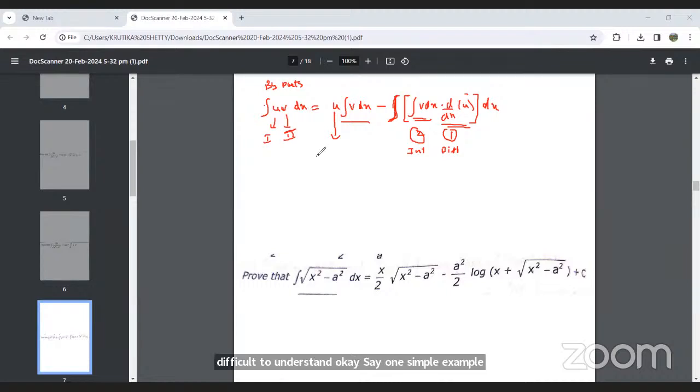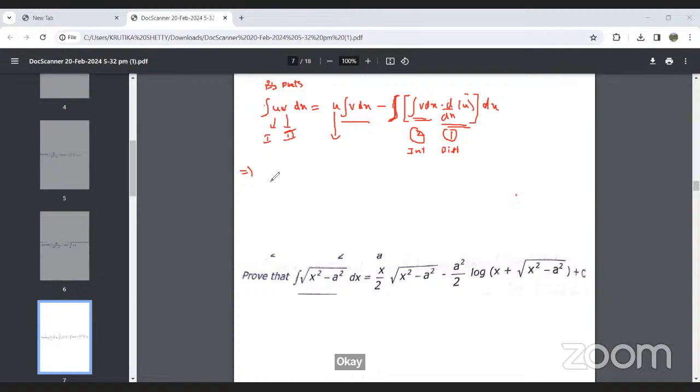Pay attention. So in by parts, we will consider one simple example and apply the rule there. So integration of, okay, and again there is one more rule. For John, please switch off your video. Sharath. Yeah.